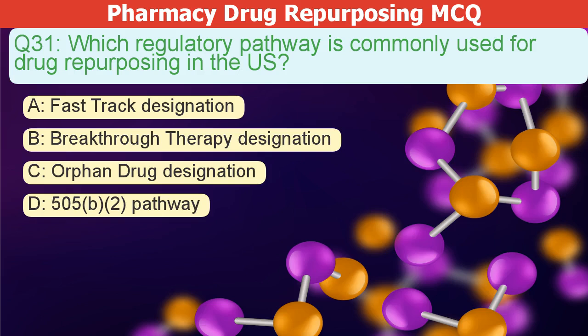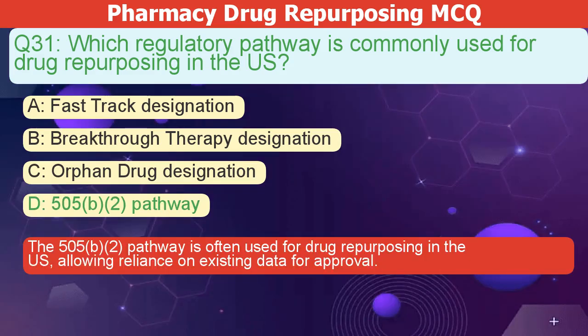Which regulatory pathway is commonly used for drug repurposing in the US? A. Fast Track designation. B. Breakthrough Therapy designation. C. Orphan Drug designation. D. 505(b)(2) pathway. The correct answer is D. The 505(b)(2) pathway is often used for drug repurposing in the US, allowing reliance on existing data for approval.